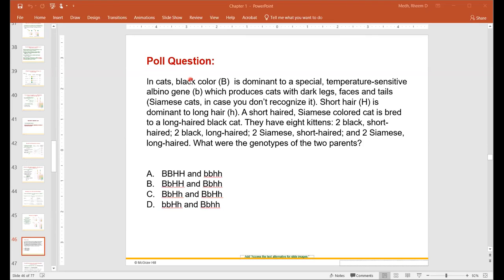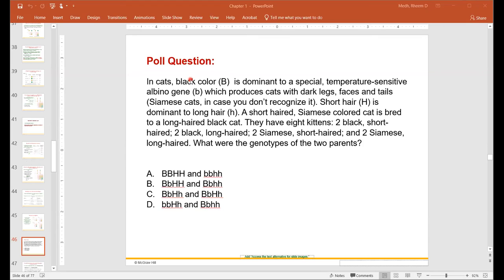Now you got all 4 types of offspring. You got a black and short, you got a Siamese and short, you got black and long and Siamese and long. You got all 4 options. 1:1:1:1 ratio, right? Which means that you have to have for it to end up.